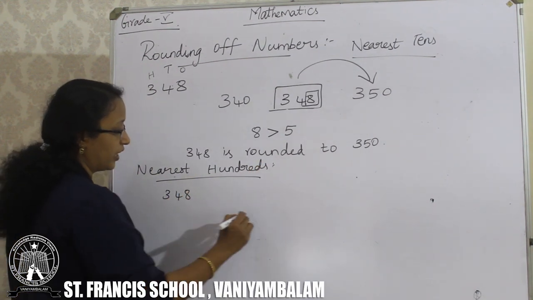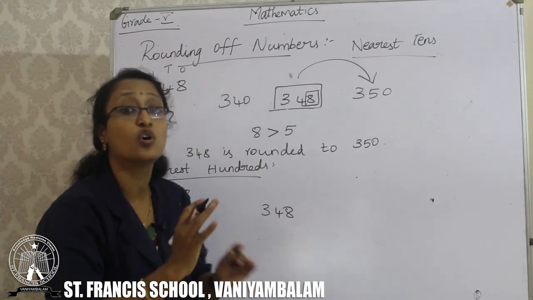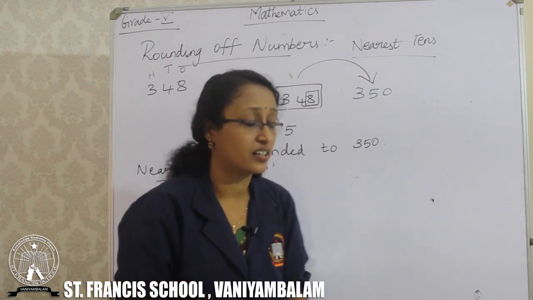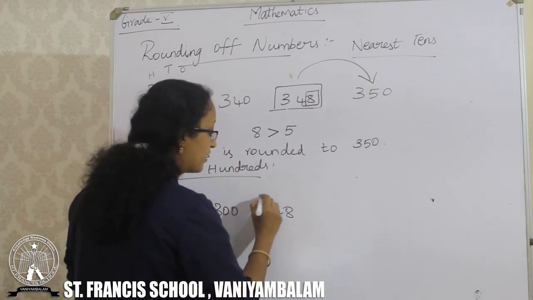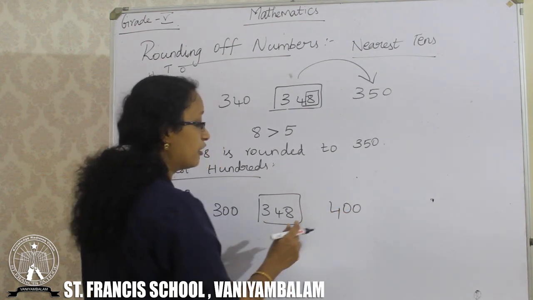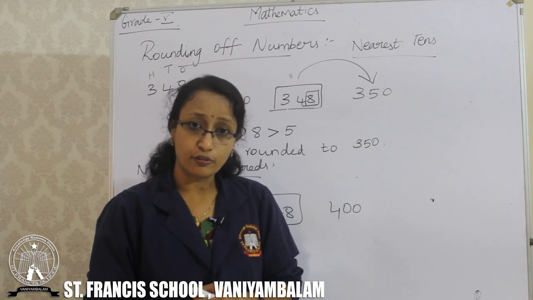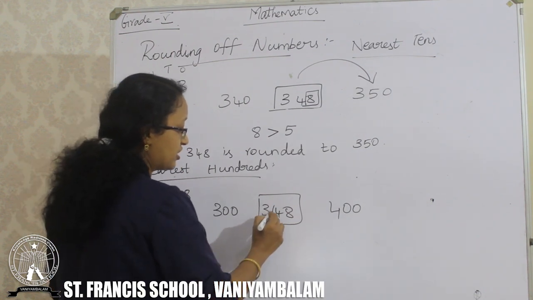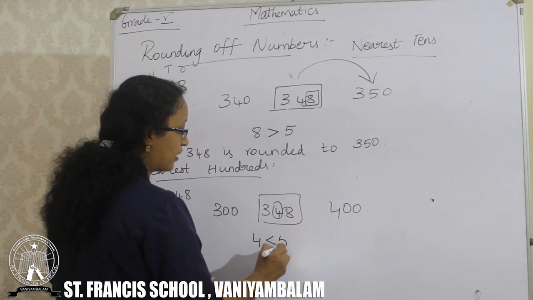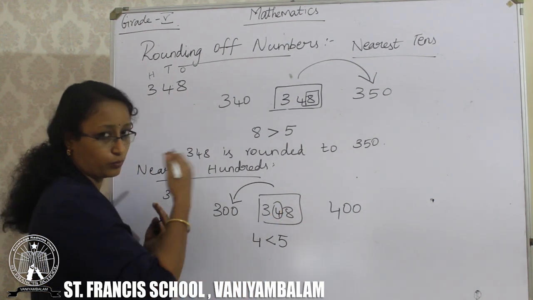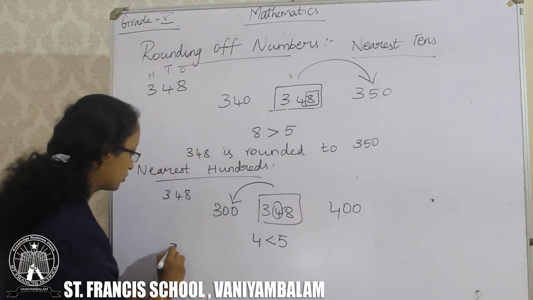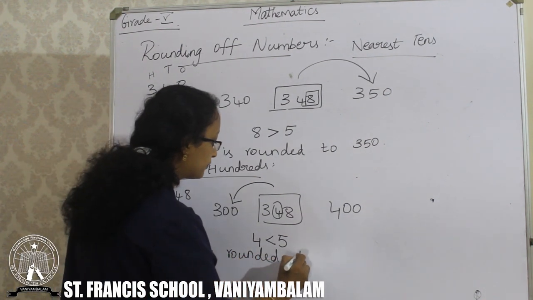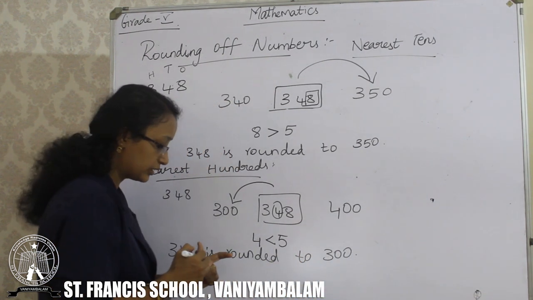Same 348. Okay. 348 lies between which two hundreds? Between which two of the hundreds? So 348 lies between 300 and 400. So check what you will choose here. Circle the digit. If 4 is less than 5, you have to come down. Move means you have to go backward. So 348 is rounded to 300. I think this is clear for you.